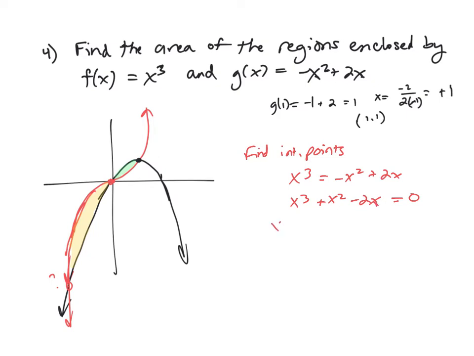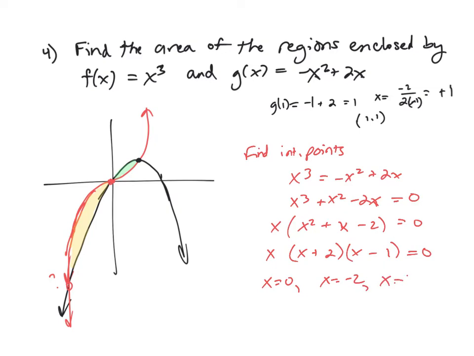Get everything on one side. And I'm hoping this factors for us. Negative 2 times 1, positive 2 times negative 1. Okay, that's checking out. So I get x equals 0, x equals negative 2, and x equals 1.